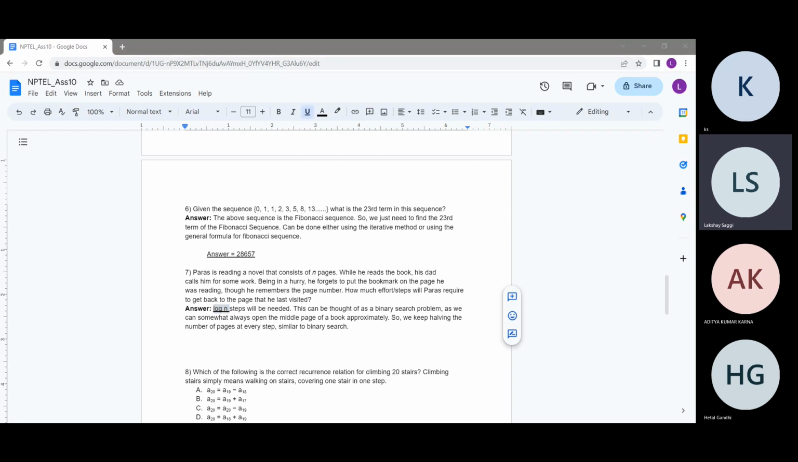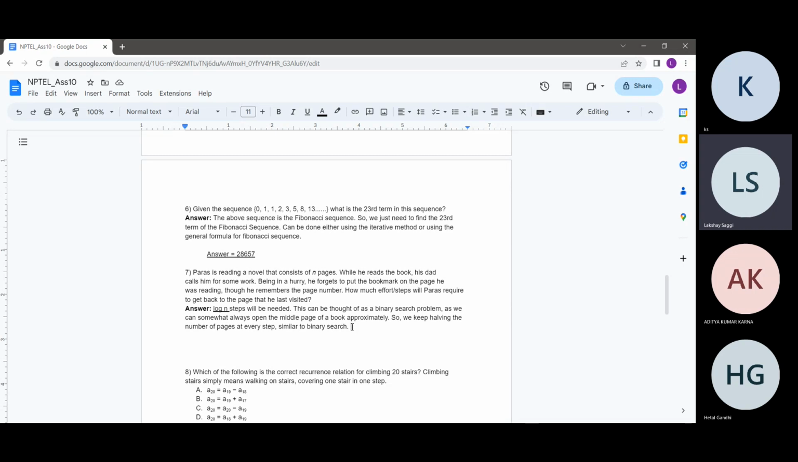So I hope it is clear to you guys. The important property used here was that the pages are ordered, pages are numbered, right? So the first page will always come before the second page, and the second page will be immediately before the third page, which will be immediately before the fourth page.